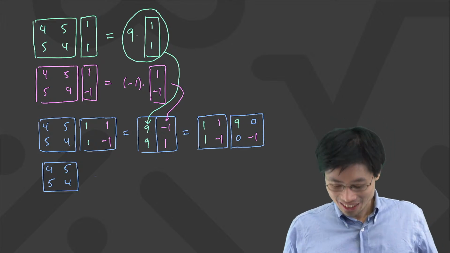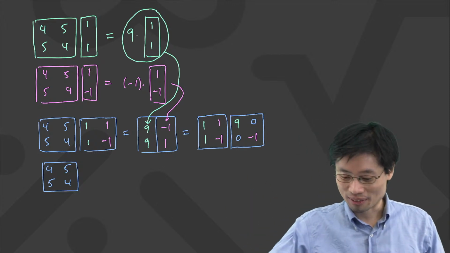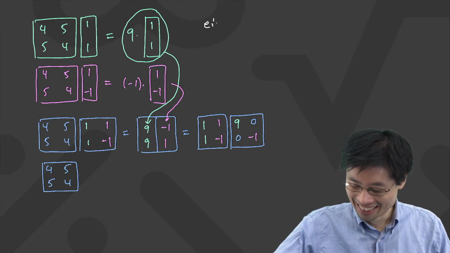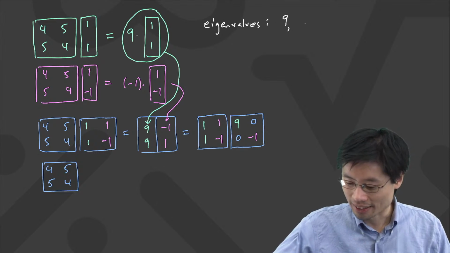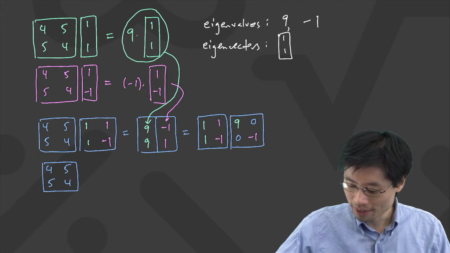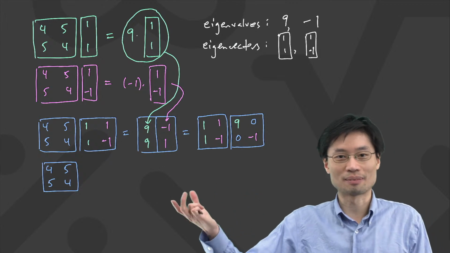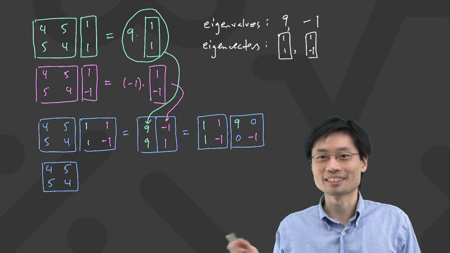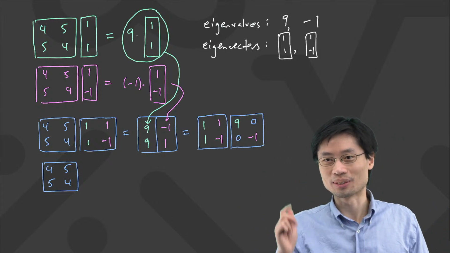Oh, you want to know what are the fancy words for these? Okay, yes. I was intentionally trying not to use fancy words because they scare people. But eigenvalues are the 9 and the -1. And the eigenvectors are these 1, 1 and 1, -1. The words are actually not important because what we're doing here is simply mathematical stuff. But if you did take these classes some years ago, this is what we just got. Thanks for asking. Anyone is always welcome to ask questions.